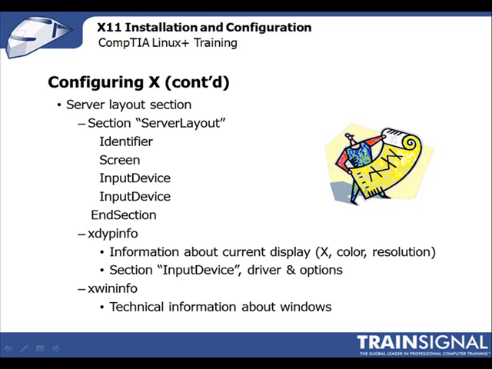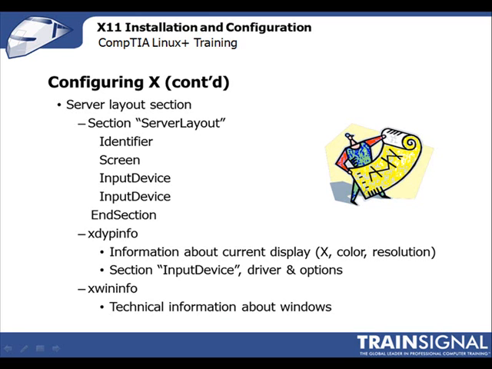You use identifier to indicate a single or multiple displays. Then you have the screen and you have the two input devices, the mouse and the keyboard, followed by an end section. Before we move on, I'd like to reiterate that for certification purposes, you must understand the various X servers and configuration files and settings. But more recent Linux releases may be using other tools to handle X server configuration.